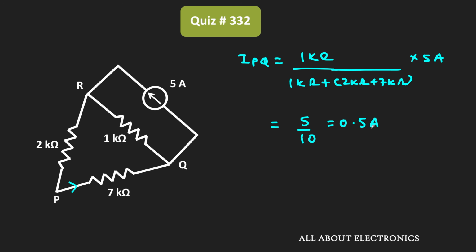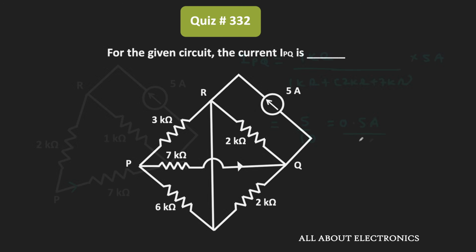That means the current which is flowing through this branch PQ is equal to 0.5 ampere, and hence for the given question the answer is 0.5 ampere.